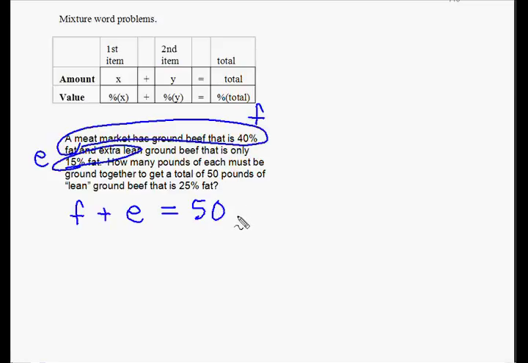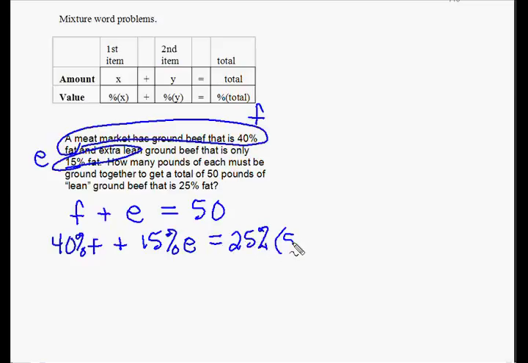Our second equation involves the value. I know that this fatty ground beef is 40% fat, and this extra lean is 15% fat. And when I'm all done, I should have a 25% fat for all 50 pounds. So you have to multiply the percentage to the total.